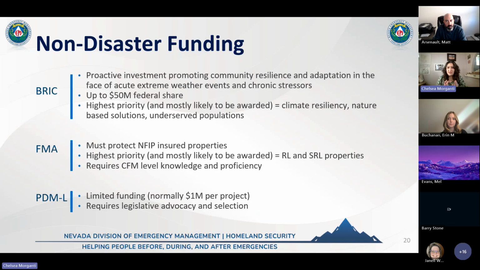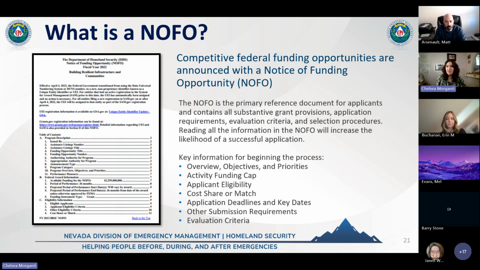The BRIC funding is Building Resilient Infrastructure and Communities. It is a non-disaster grant program. The notice of funding opportunity is coming out very soon. They are designed to support proactive investment and promote community resilience and adaptation in the face of extreme weather events and chronic stressors. The total project cost is up to $50 million federal share. The highest priority and most likely to be awarded focus on climate resiliency, nature-based solutions, and underserved populations. That information can all be found in the notice of funding opportunity. That document for BRIC is going to be released any day now.